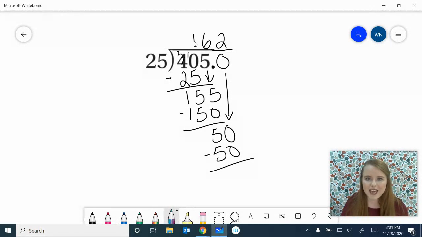So if you forget this step, like for example in this one, if you forgot to bring up your decimal point, you would have 162, not 16 and 2 tenths. Very important to remember that even if we have to do it at the end, you still have to put your magical decimal line in. It's incredibly vital. So for this one, 405 divided by 25 is really 16 and 2 tenths. Let's keep going.